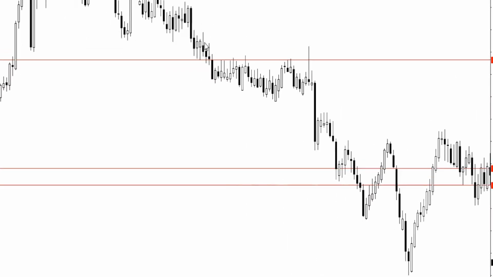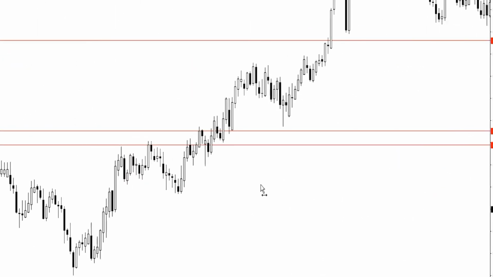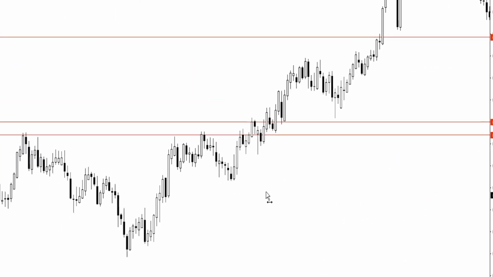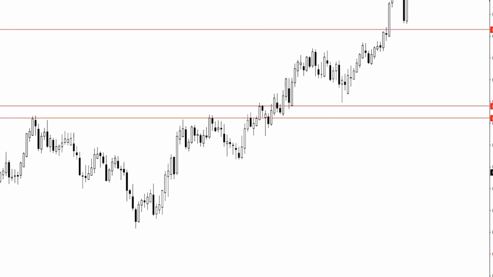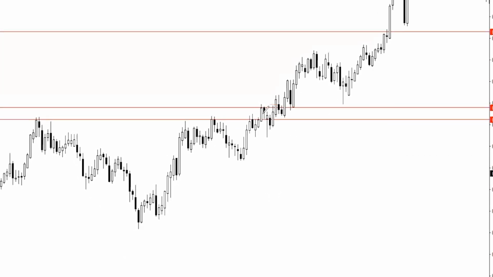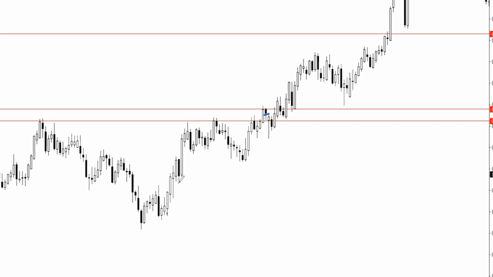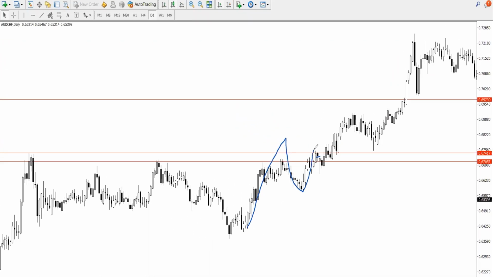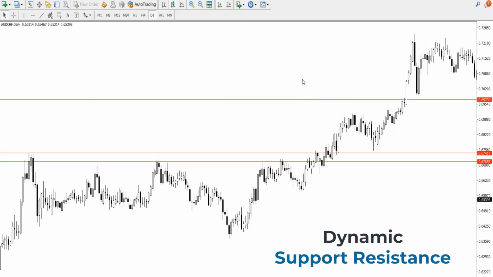So on that very topic of dynamic and static support and resistance, let's go back to our original bullish pin bar just here. Once again, price is in an uptrend, it retraces, therefore reverses, and prints a bullish pin bar just here. Let's see how this interacts with the dynamic support or resistance.